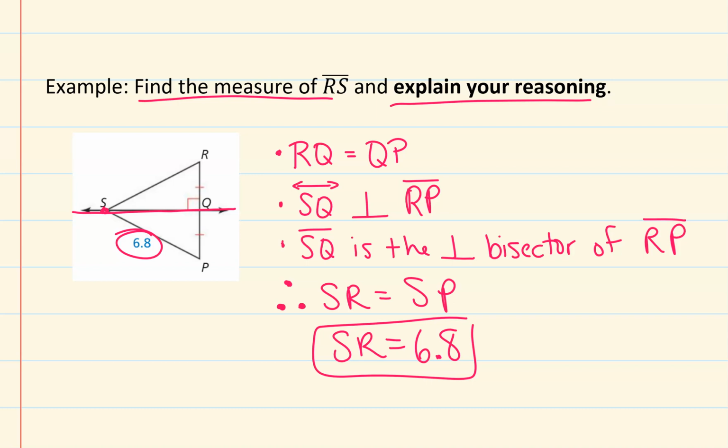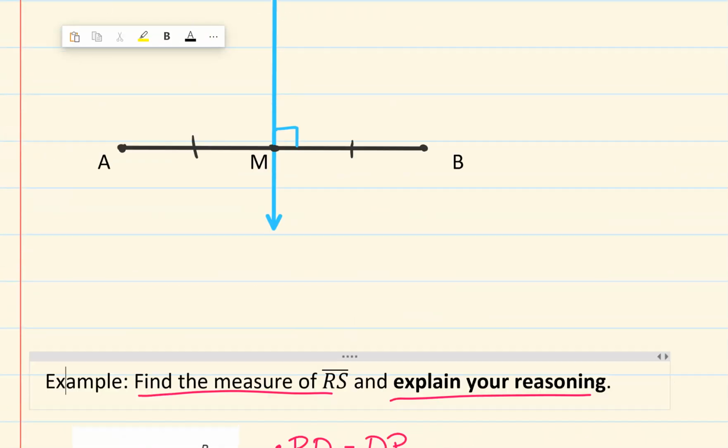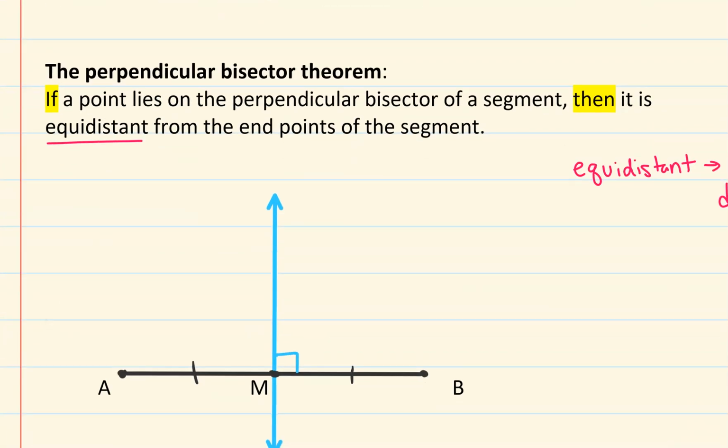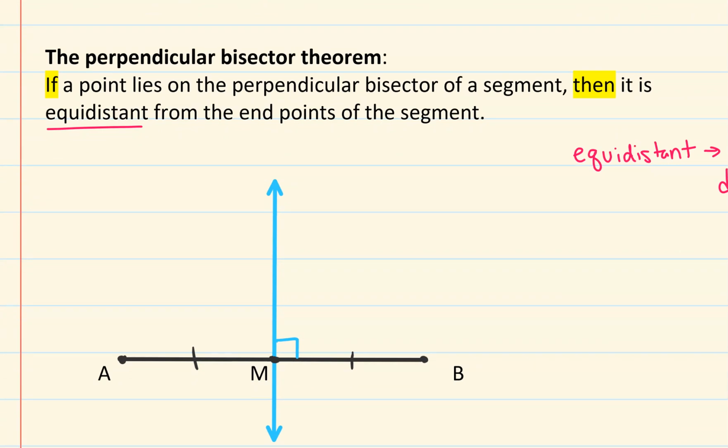Now remember I told you we were also going to talk about converses. And the converse is when you switch the if and the then. So for this one, it said if a point lies on the perpendicular bisector, then it's equidistant from the endpoints. What we're going to do is flip those and say, if a point is equidistant, then it must lie on the perpendicular bisector.